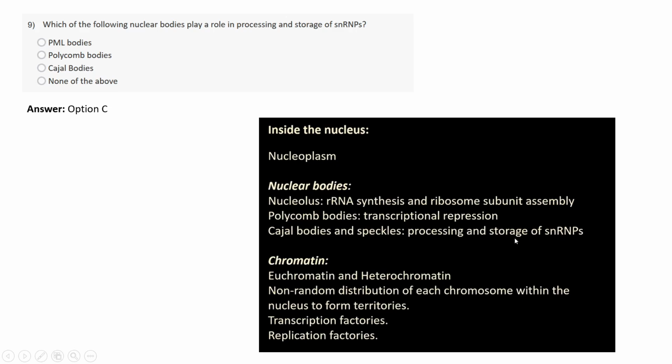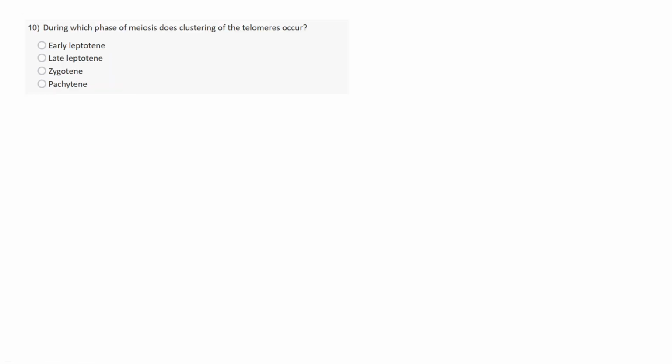And they are also processed and stored around there. The role of snRNPs, small nuclear ribonucleoproteins, is generally to help in the regulation of gene expression of the RNA, and that is present in the CAHL bodies. During which phase of meiosis does clustering of telomeres occur? So clustering of telomeres occurs during the zygotene stage in this case.